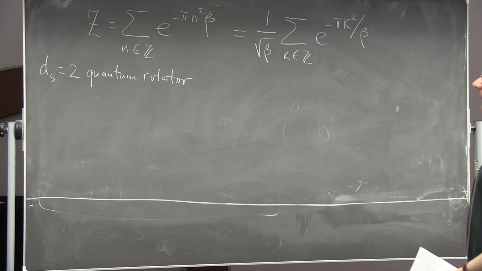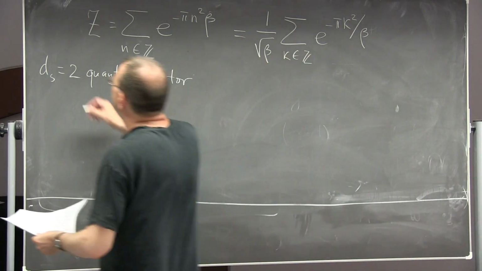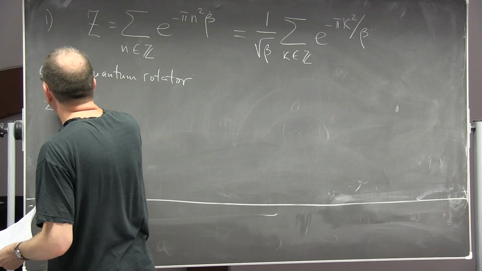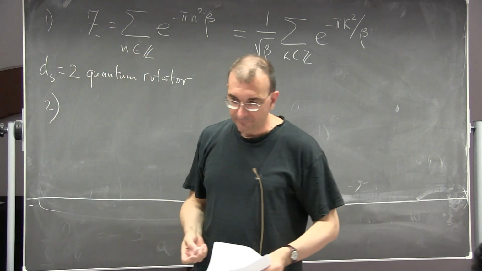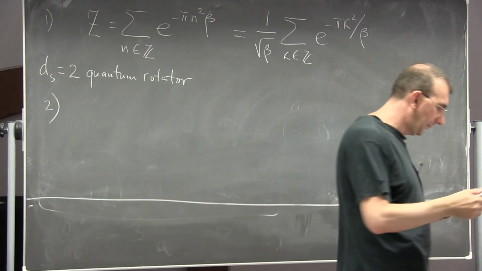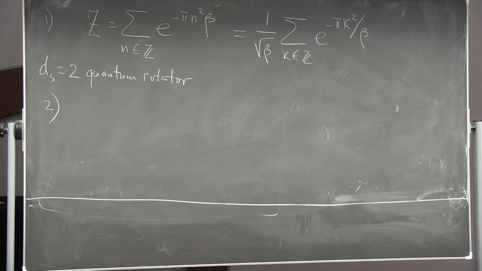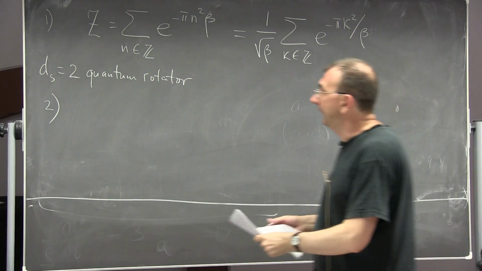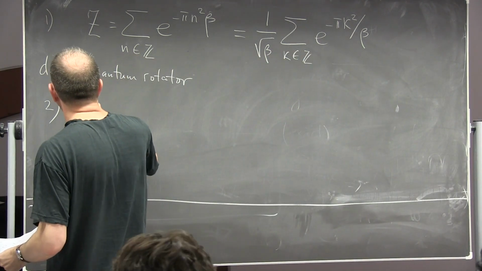The second example of duality, this being the first example, which I think in general should be known, is the so-called Kramers-Wannier duality in lattice statistical mechanics. So let me just remind you.